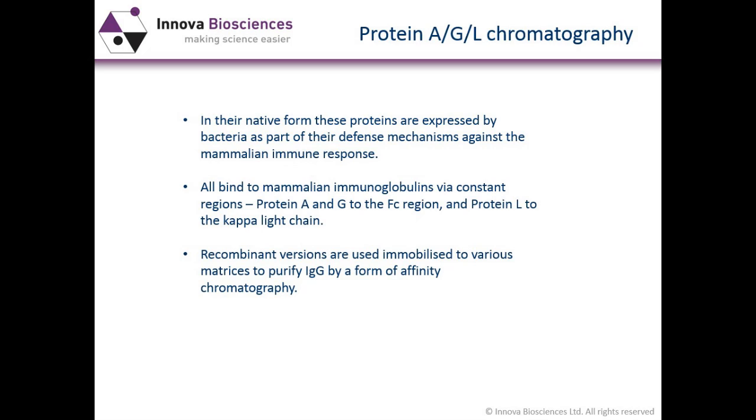Although initially native versions of these proteins were used for purification, nowadays almost exclusively recombinant versions are used, and these are immobilized to various matrices, allowing people to purify IgG by what is in effect a form of affinity chromatography.